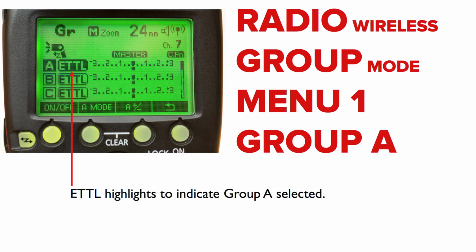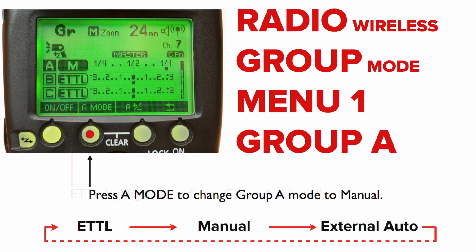I hit mode, all right? So if I hit mode, I just changed group A from ETTL to manual. If I hit mode again, I'm going to change it to external auto. If I hit mode again, I'm going to go back to ETTL. So it's that three-way loop. So in this case, what you see up on the screen is I tapped it one time.